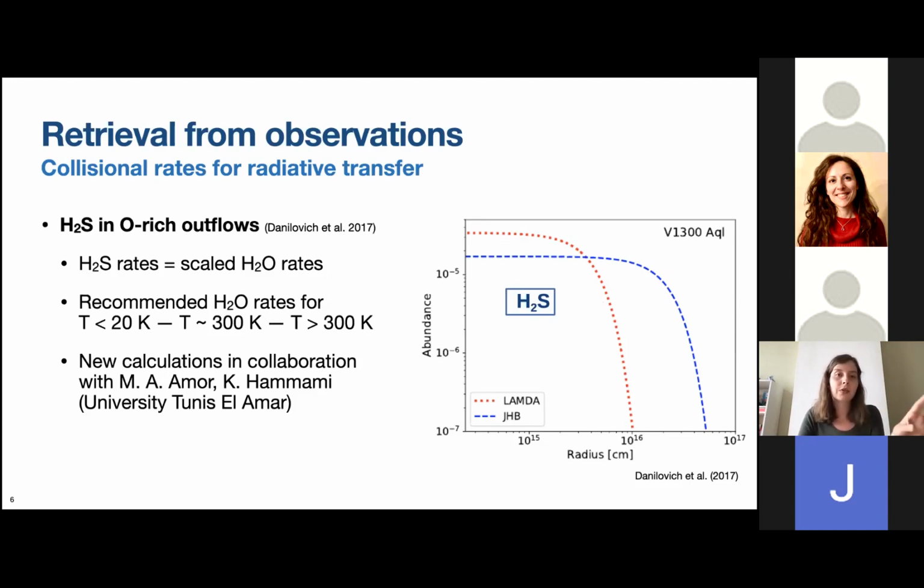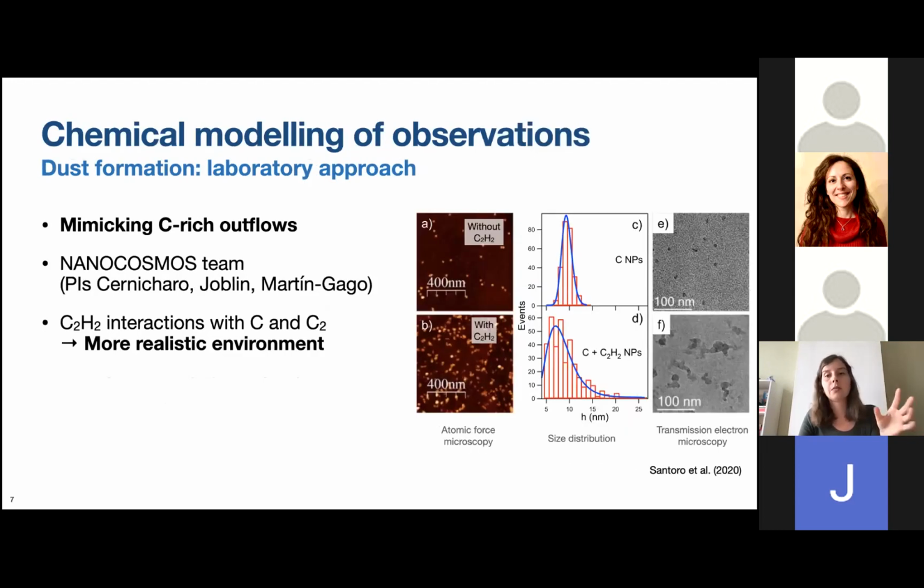Now let's switch from retrieval from observations to chemical modeling of observations. And let's talk about dust formation, the main bottleneck. You can study dust formation using a laboratory approach, and this is done by the NanoCosmos team, who have built an experimental setup that is able to mimic dust formation in carbon-rich outflows. And it's doing so under conditions relevant for AGB outflows. And that's exactly what we need: experiments based on AGB conditions and not dark clouds or protoplanetary disks.